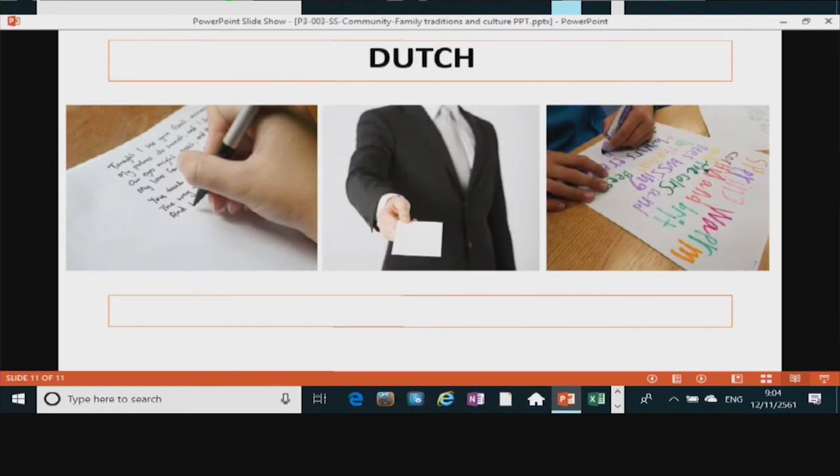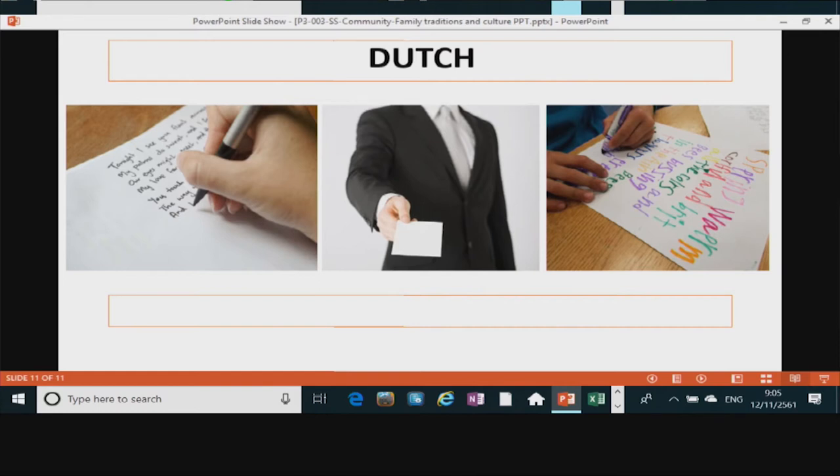So what is it that we think Dutch people do? Can you guess from the pictures? What do we have? We have a pen, paper, somebody giving something. What do we think Dutch people like to do? Right, very good. Do you know something called poems?